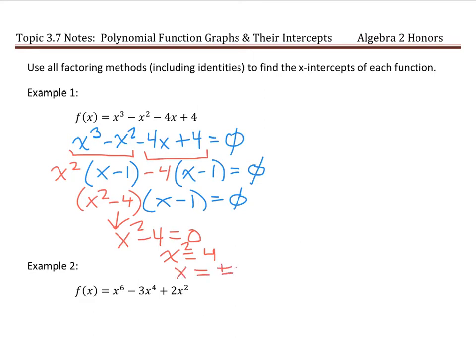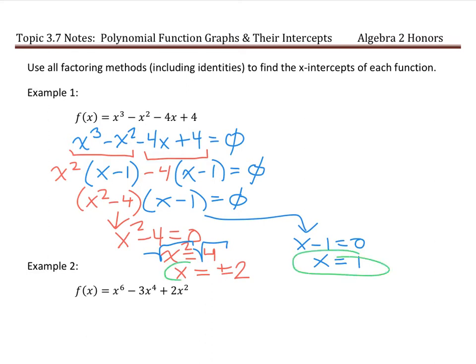When we take the square root, we're going to end up getting the positive and the negative 2, both result in the perfect square of 4. So that's where we're going to get 2 solutions. And then on the third factor here, x minus 1 equals 0, we get x equals 1. So we have 3 real zeros here with this polynomial.